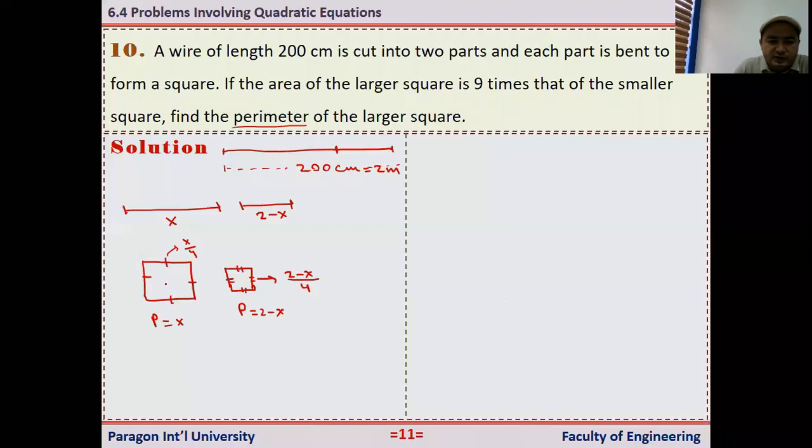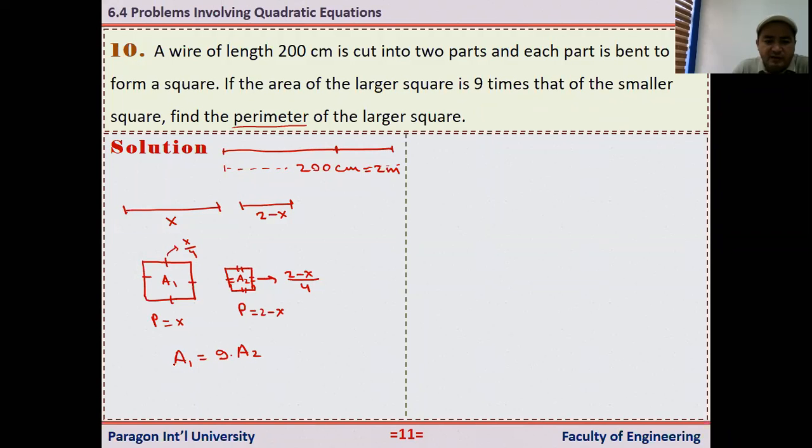Okay, so let's say this area is a sub 1. This one is a sub 2. In the question, it says that the area of the larger square is 9 times that of the smaller square. So a sub 1 is equal to 9 times a sub 2. Then we need to find the perimeter of the larger square. What is the perimeter? It is x. So we have to find x.